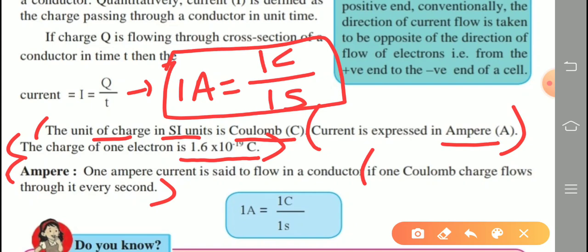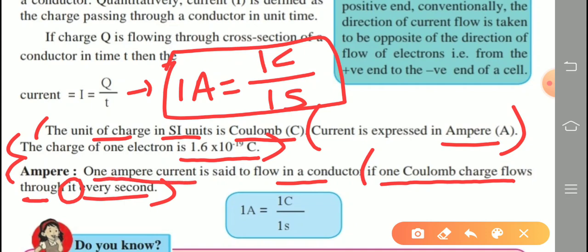If 1 coulomb charge flows through a conductor, what is the correction here? Instead of the word "it", we write "a conductor in every second". If 1 coulomb charge flows through a conductor in every second, it is called 1 ampere current. That is given here also, check in this blue color box. Same: 1 ampere means 1 coulomb per 1 second.